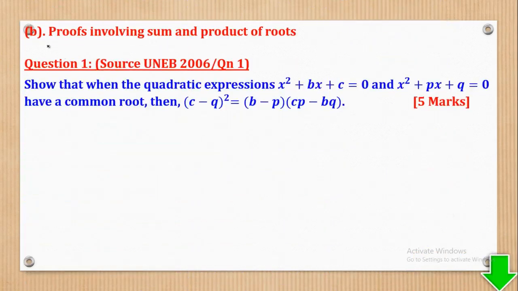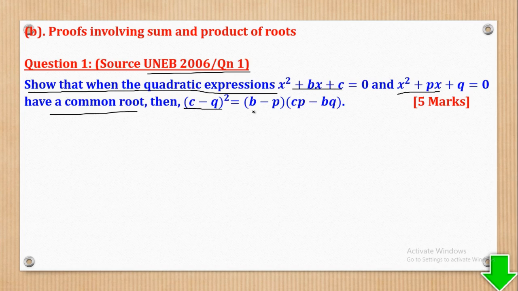That is part A. Now part B is proofs involving sum and product of roots. So we are still using the same knowledge, but I'm trying to categorize the question so that you can easily follow. You are going to use the same procedure, sum and product of roots. So question 1 came from UNEB, 2006, paper 1, question 1. It says, show that when the quadratic expressions this and this have a common root, then this will be equal to that.